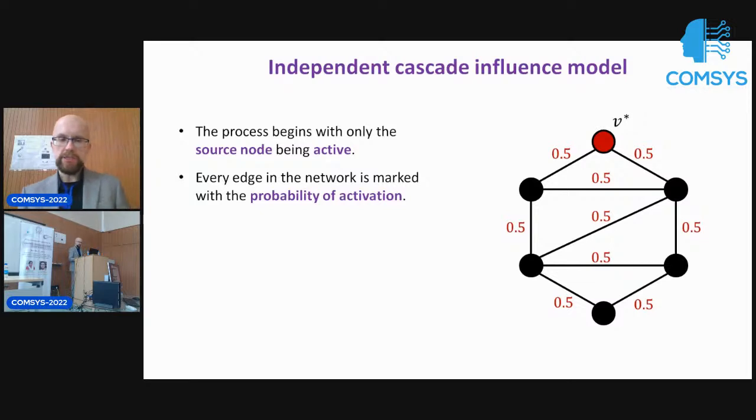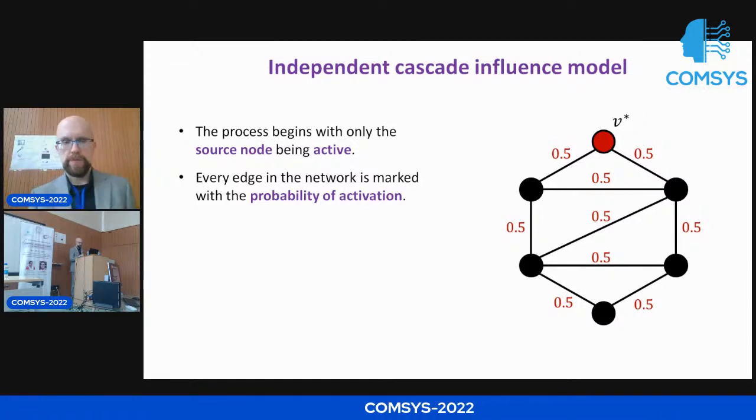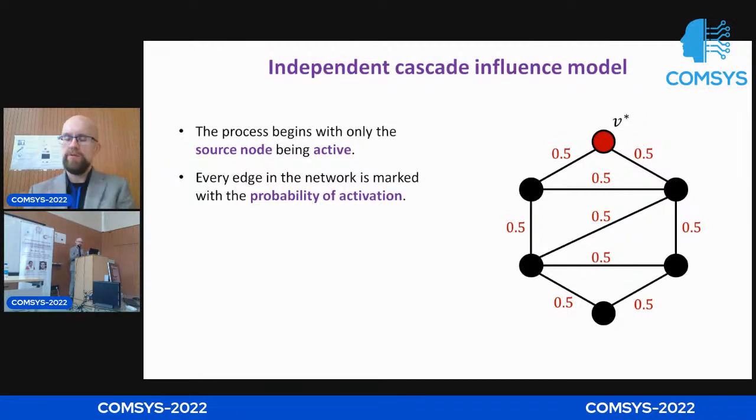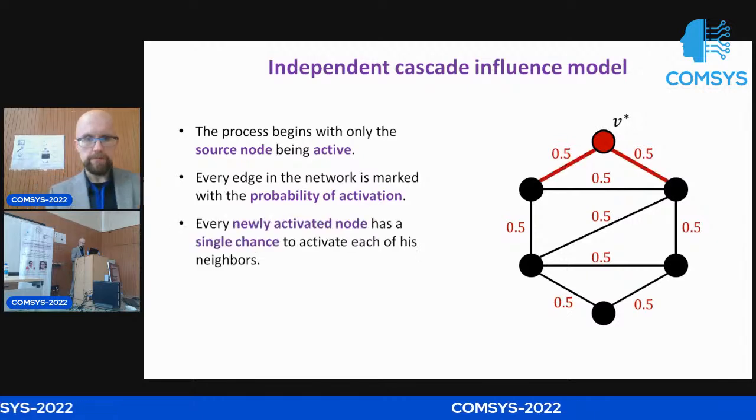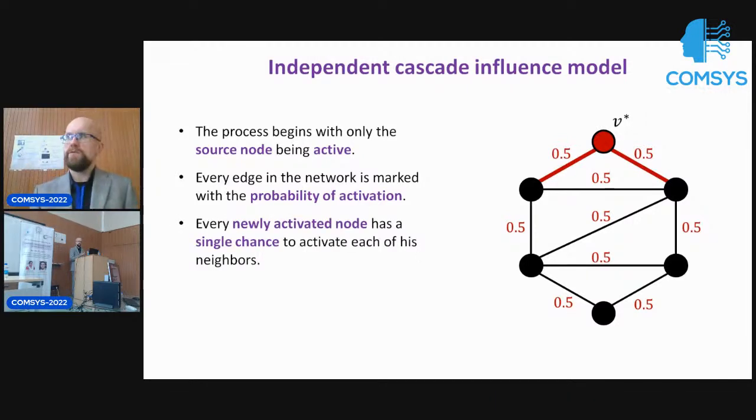And every edge in the network is marked with a probability of activation, so with a probability that this edge will pass activation from one end of the edge to another. In most cases, we assume that this probability of activation is the same over the entire network. Every newly activated node has one single chance to activate each of its neighbors. So let's see how this process will go in this network.